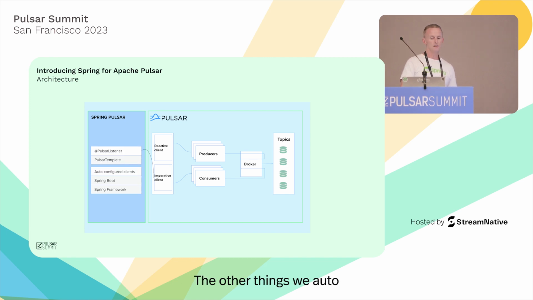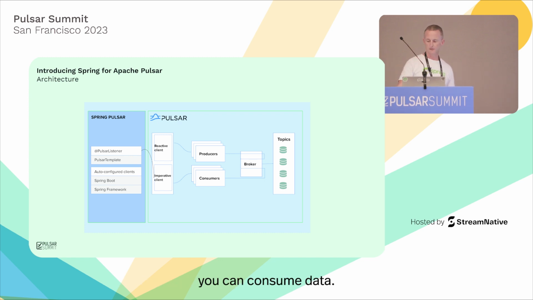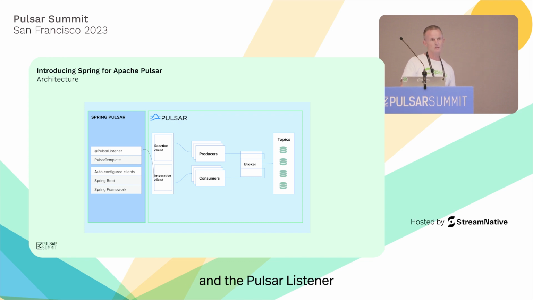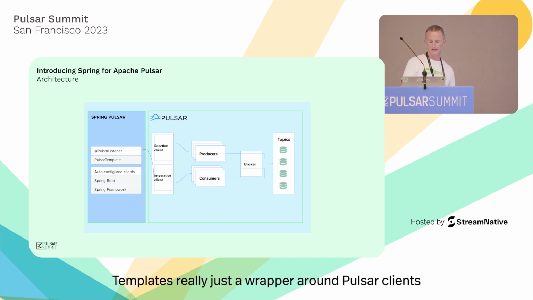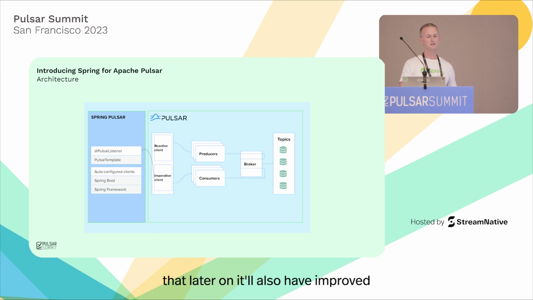The other thing we auto-configure is a Pulsar listener. A Pulsar listener lets you annotate any one of your methods, and then you can consume data. If you're familiar with Spring for Kafka or Spring AMQP, it's the Spring messaging template pattern: there's an XYZ listener and an XYZ template. So this is the Pulsar template and the Pulsar listener. The Pulsar template is really just a wrapper around the Pulsar client. It provides some convenience functions currently, but the idea is that later on it'll also have improved transaction support and other things.